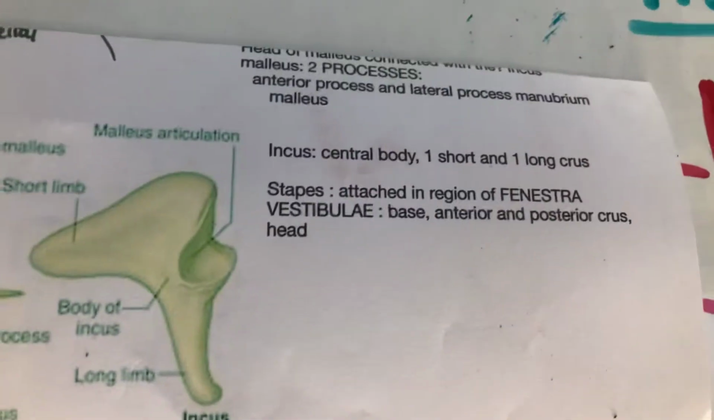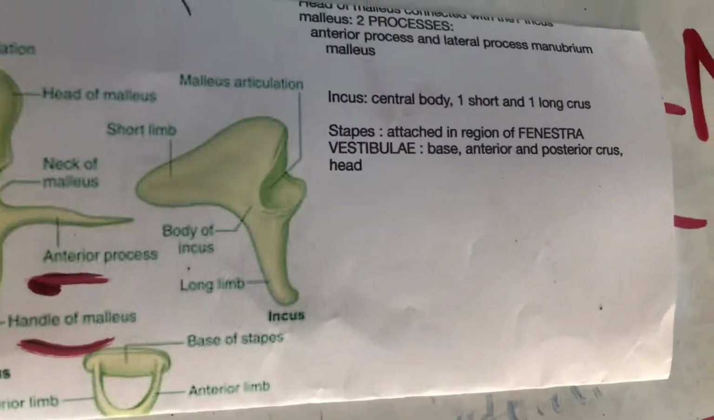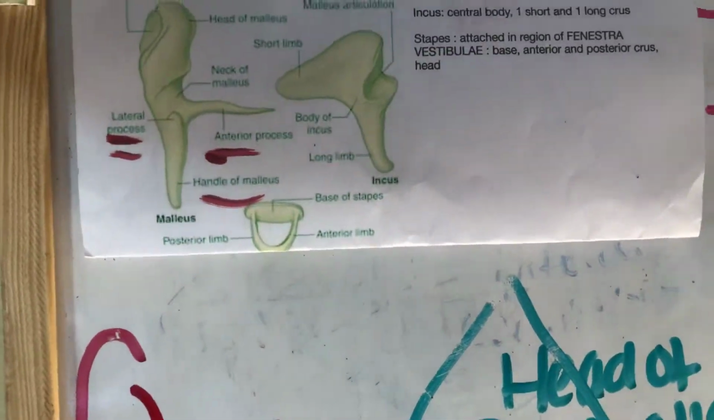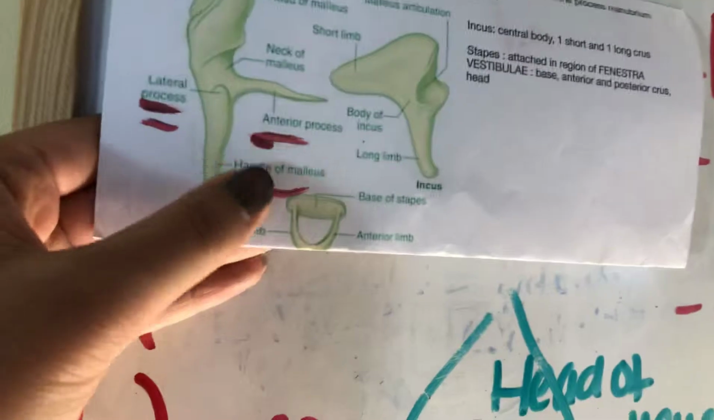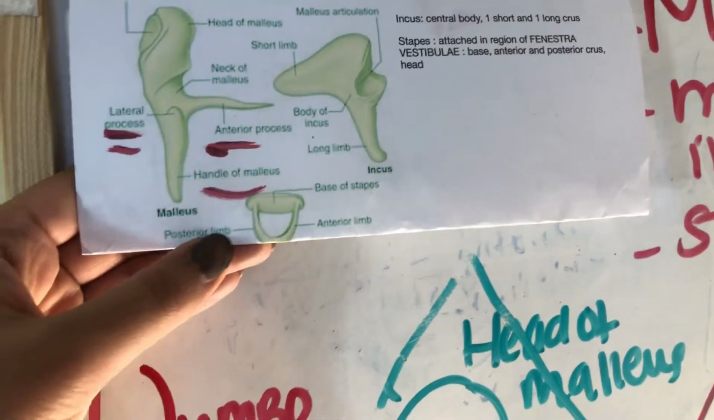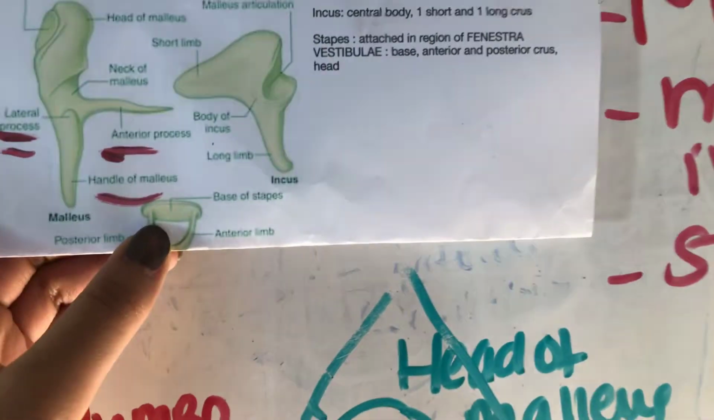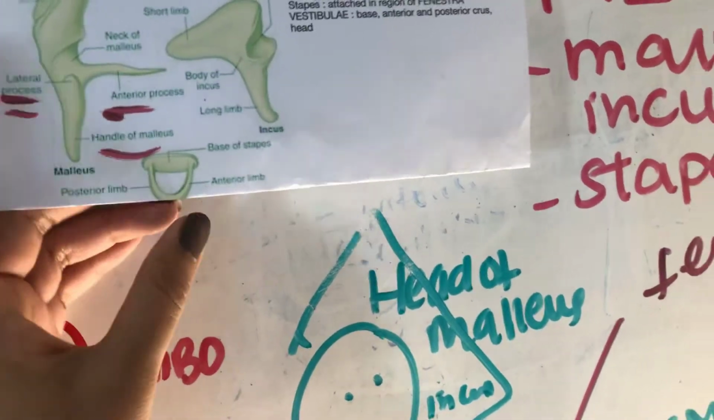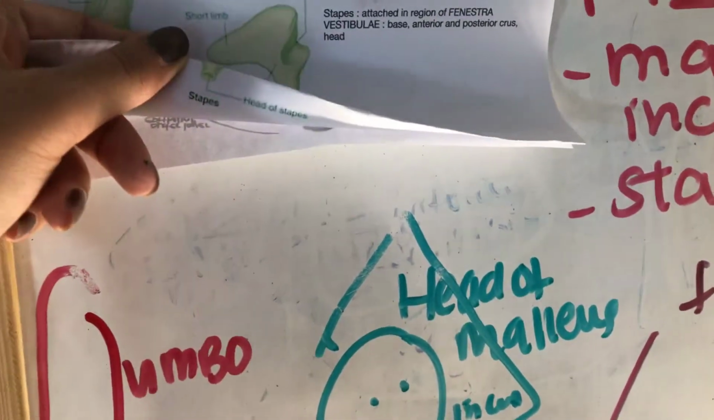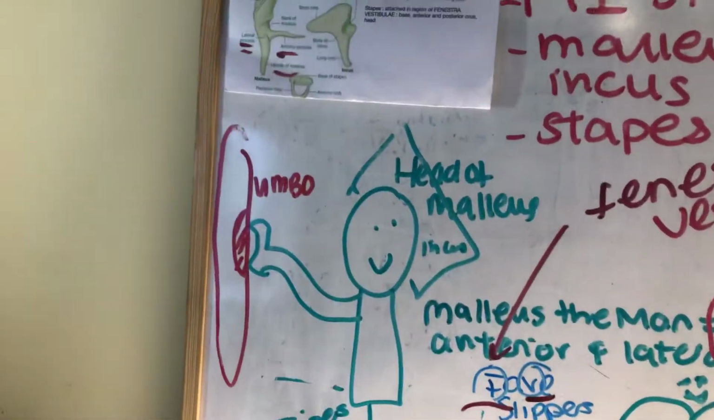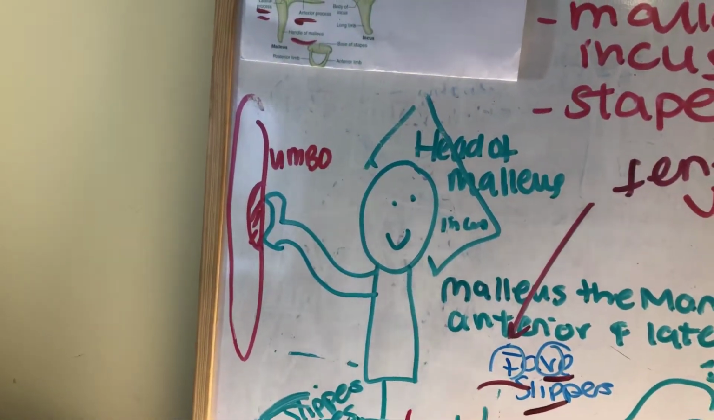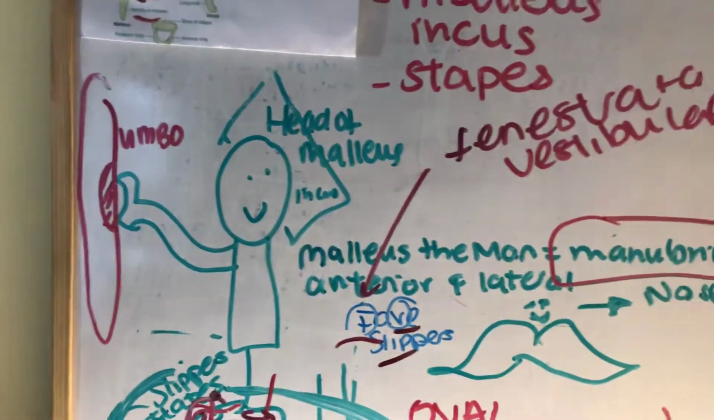There you go, stapes attached to the region of fenestra vestibuli. Now, stapes actually looks a bit like a weird handle or a kitchen appliance. That's what stapes is. You have a base of stapes, an anterior limb and a posterior limb, and you also have a head of stapes. So the slipper has a head, an anterior limb and a posterior limb, and a base.